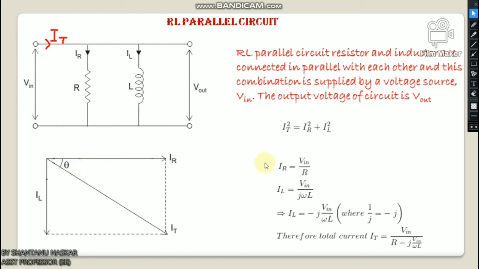So the total current: IT squared equals IR squared plus IL squared, and IT equals root over IR squared plus IL squared. In complex form, the currents are written as IR equals V in by R, and IL equals V in by J omega L, so IL equals minus J V in by omega L, where 1 by J equals minus J. About this J operator I have already discussed in my previous lecture. You can get the lecture on the J operator on my YouTube channel. Therefore, the total current IT equals V in by R minus J V in by omega L.